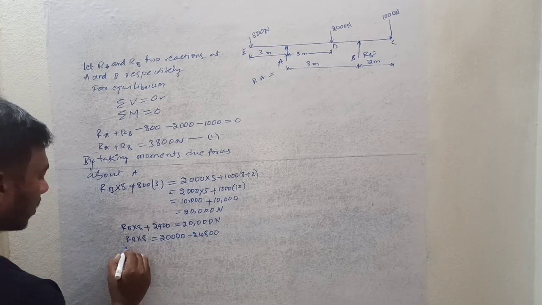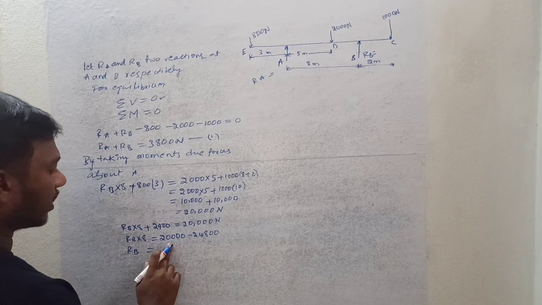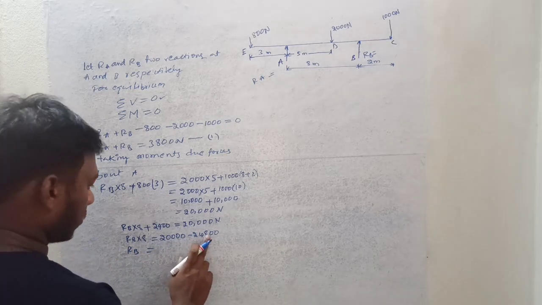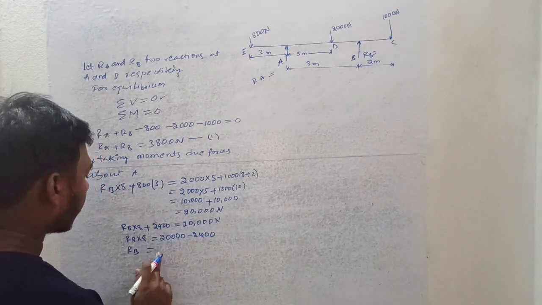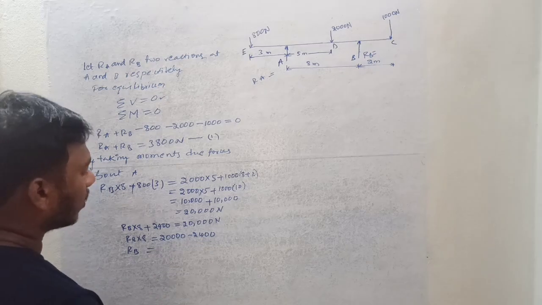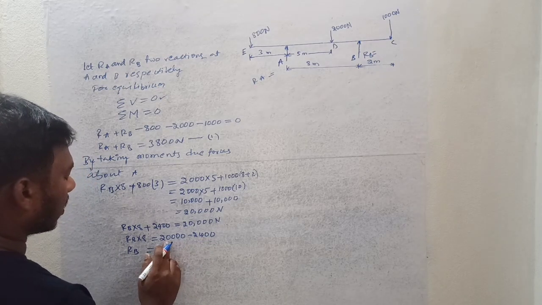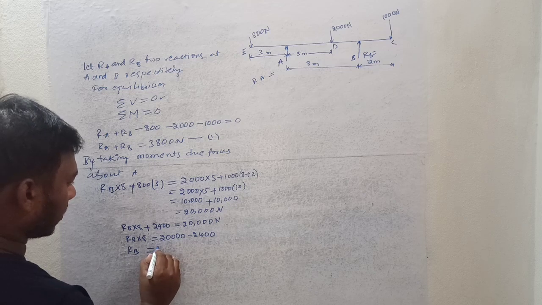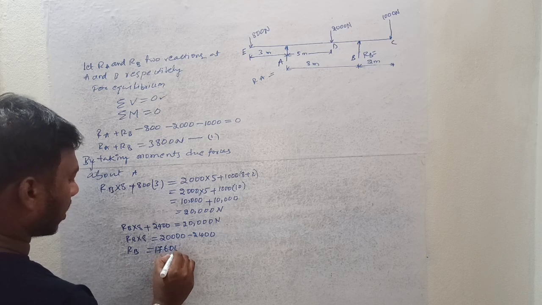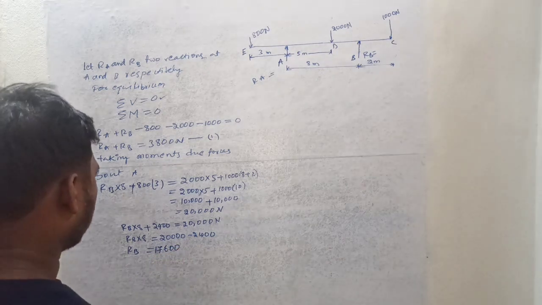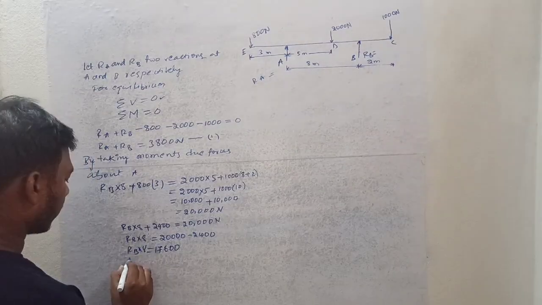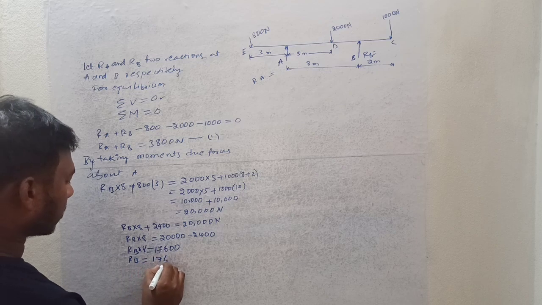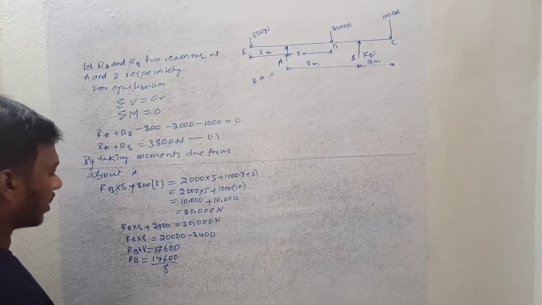So then RB equal to 20,000 minus, sorry, it is 2400, right? 20,000 minus 2,400, and it will be 17,600. It is 20,000 minus 1,800, into 8. So it will be RB equal to 17600 divided by 8.